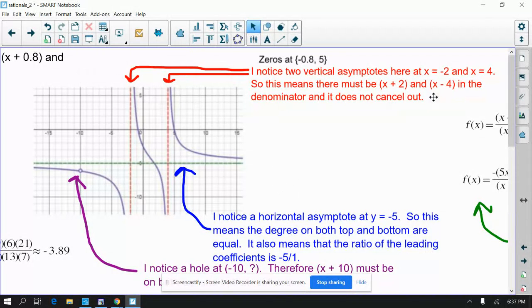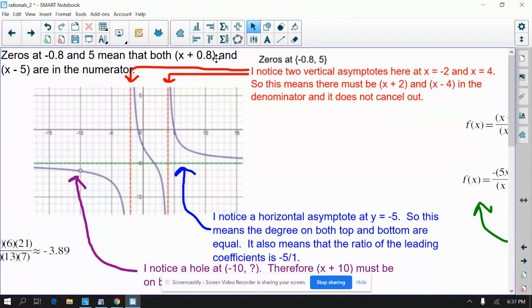Two vertical asymptotes, so I know these two factors are in the denominator. A hole at negative 10, so x plus 10 is also in the denominator, but x plus 10 is also in the numerator. And I have two zeros at negative 0.8 and 5. So that means that x plus 0.8 and x minus 5 are in the numerator. Remember, the numerator tells you where the zeros are. So combining all of that information into one fraction, you would get this.